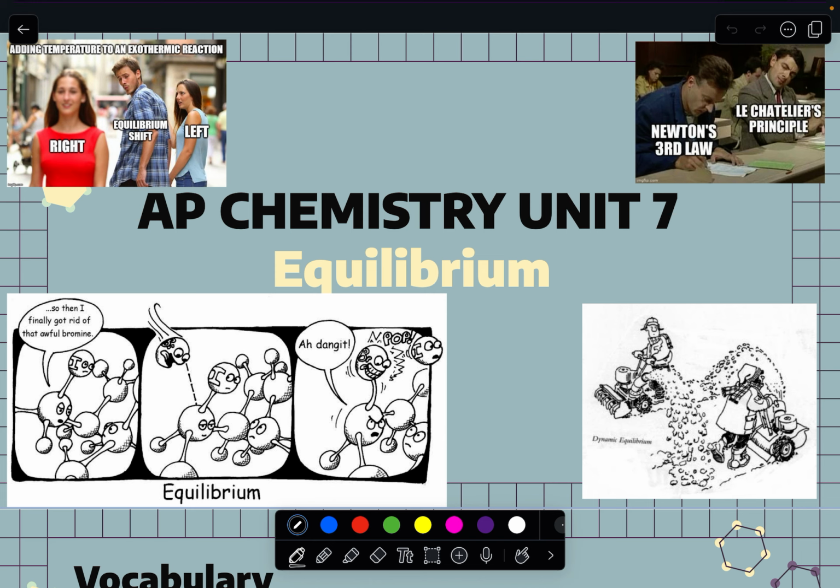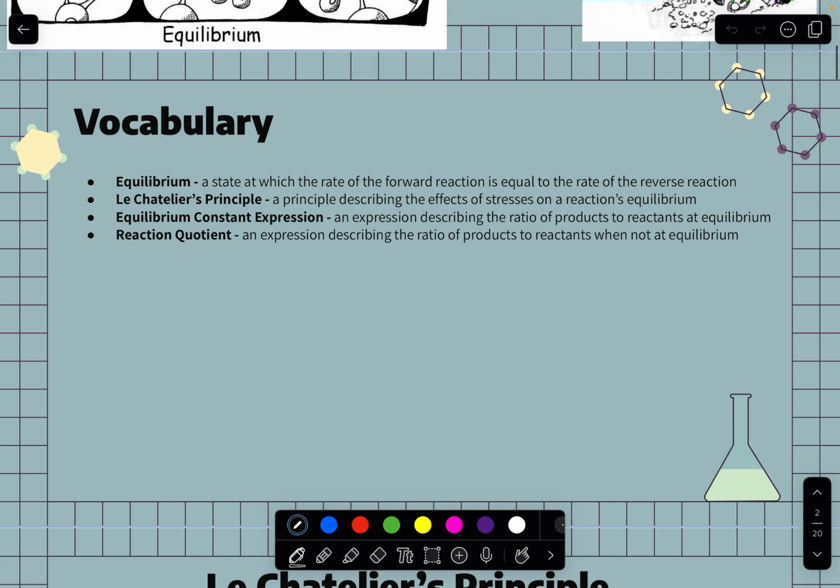Alright, this unit is one that many people normally struggle with because of what we call ICE tables, which we'll get to. But the concept itself is not too difficult. Alright, so some vocabulary to start with. We're going to talk about equilibrium, Le Chatelier's principle, the equilibrium constant expression, and reaction quotient. If you are in advanced chemistry, you've talked about Le Chatelier's principle before, but the rest of this, I believe, would be new to you.